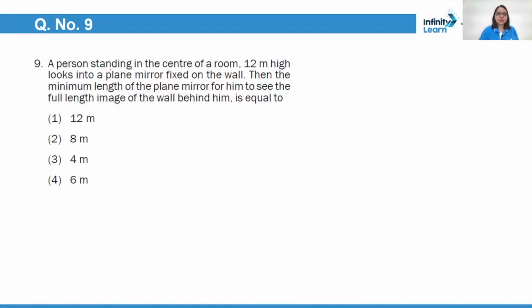Question number 9. A person standing at the center of a room 12 meter high looks into a plane mirror fixed on the wall. Then the minimum length of the plane mirror for him to see the full length of the image of the wall behind him? So the minimum is h by 3. So it will be 12 divided by 3, and that is equal to 4 meter. So the correct answer is option 3.